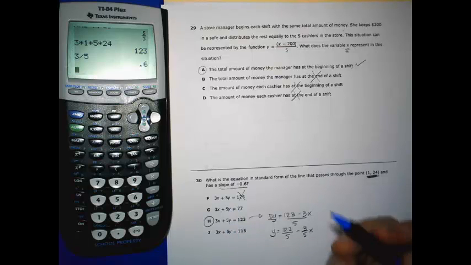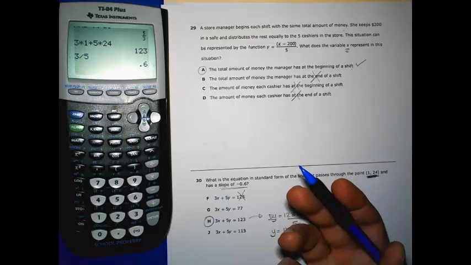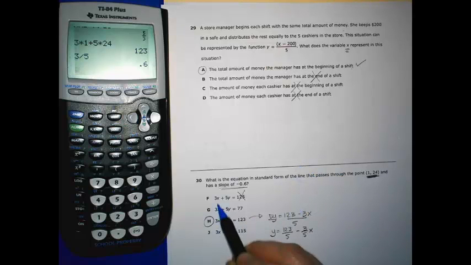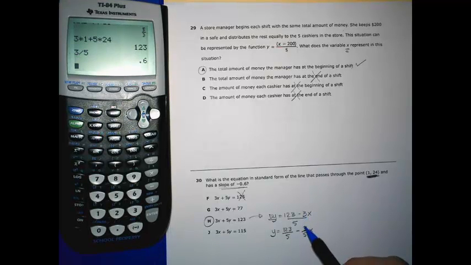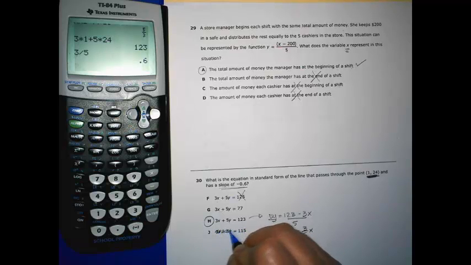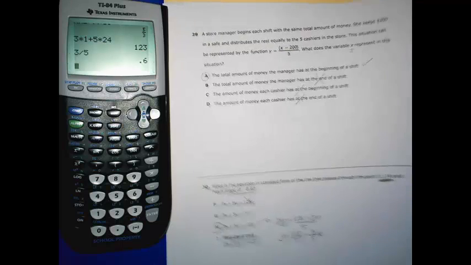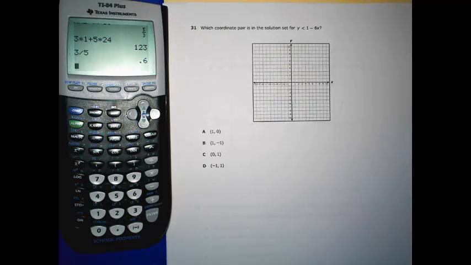Okay, but it could occur that on the new question that they're going to throw at you, they might have different numbers here, and then the slope would come into play. For example, let's say instead of this, they had 2x plus 5y equals 123. So basically, both equations equal 123, and you might want to check your slope. Okay. Alright. So that's problem number 30. Let's go ahead to problem 31.